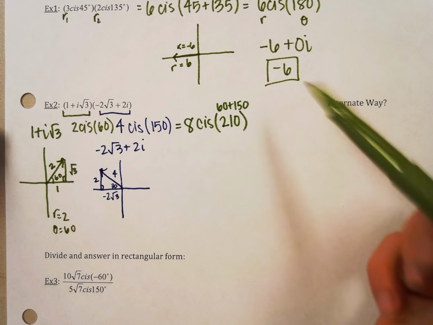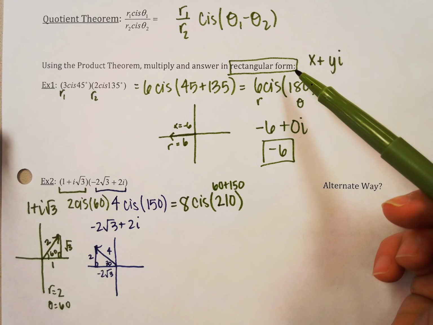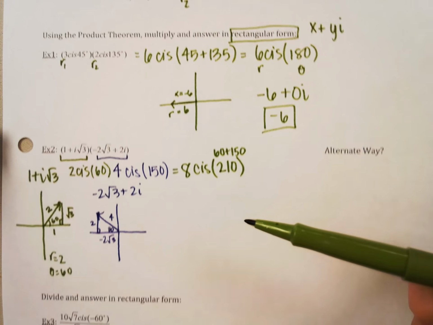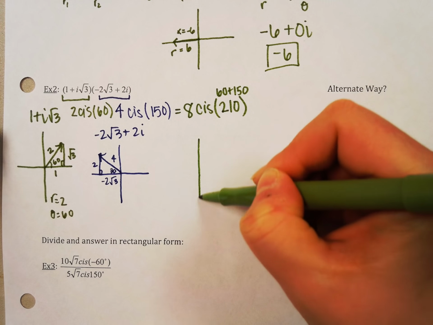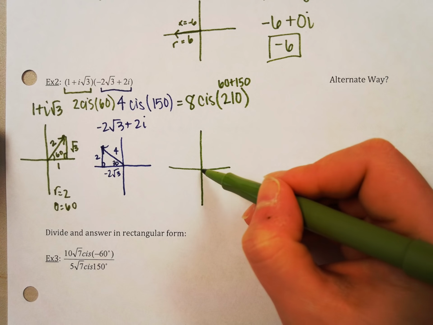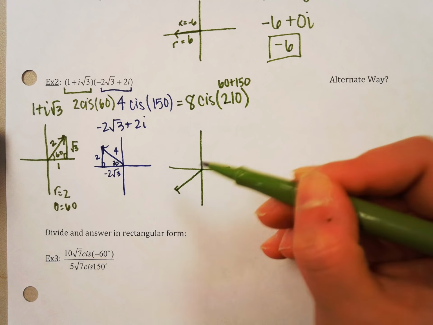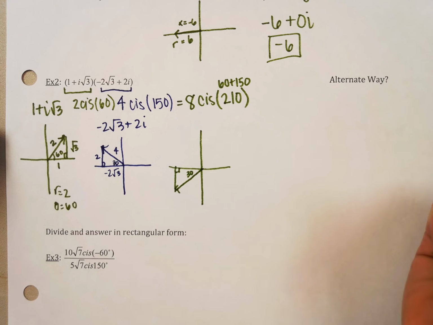Okay, so our question says we want to convert it into rectangular form, and so far we just have something that's in polar form. So to convert it to rectangular form, we need a real and imaginary component, so we're going to draw yet another diagram. 210 degrees is our angle, so that's going to be in quadrant 3. That's a 30-degree reference angle.